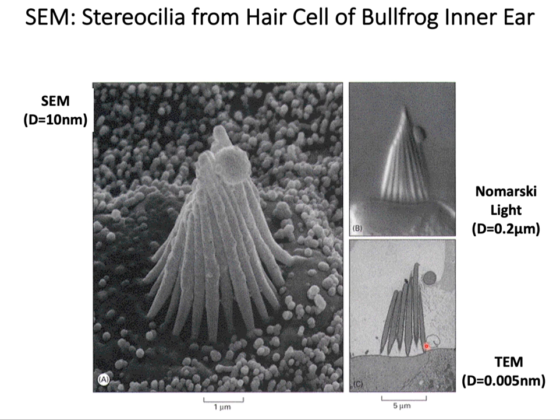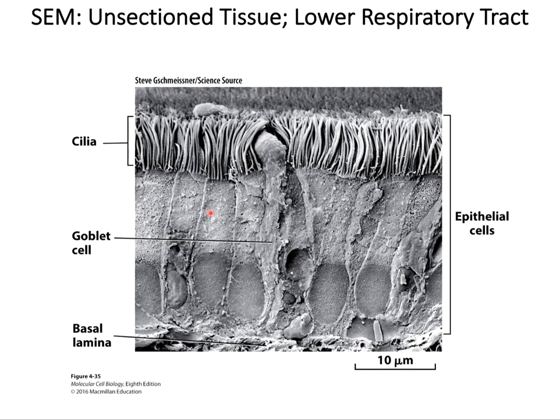The transmission EM panel shows amazing detail, but no idea about the three-dimensional nature of the structure. The left image is the same structure on SEM, so you sacrifice some detail in the SEM, but can obtain some excellent information about the 3D nature of the structure and the materials. Here is another SEM image of the lower respiratory tract.